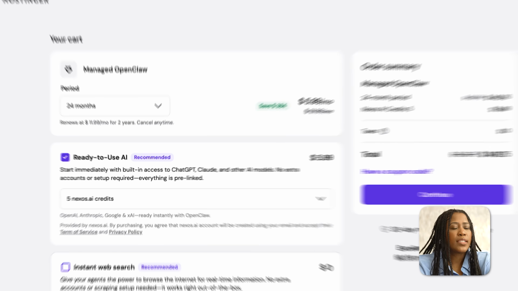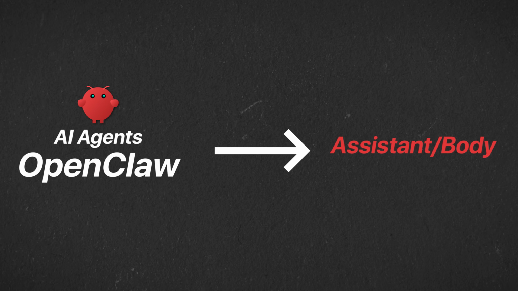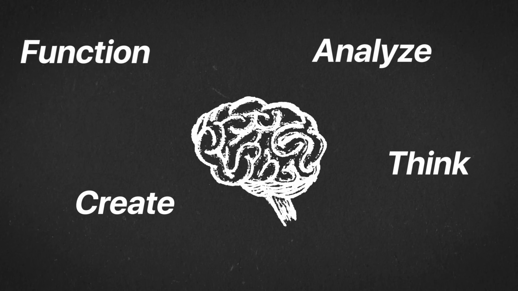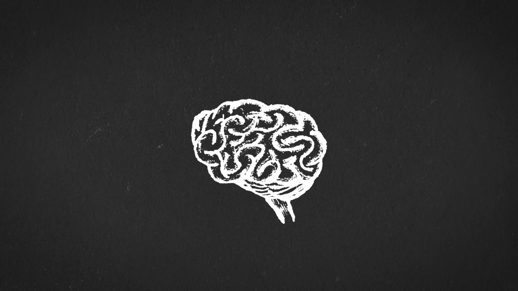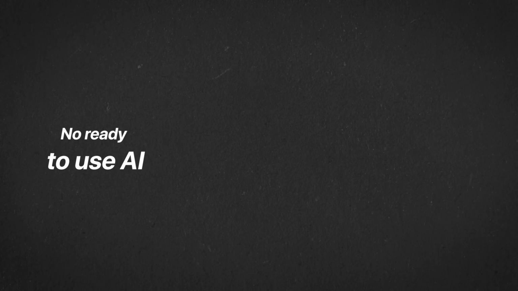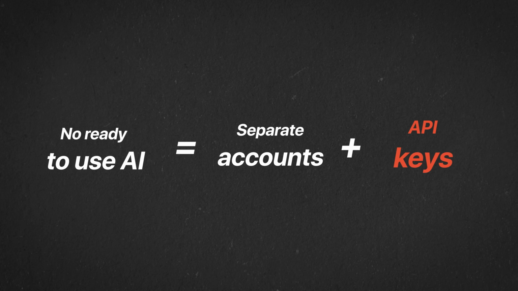Now on here, one of the things you want to make sure is selected is Ready to Use AI. To understand what that means, let me paint a little bit of a picture for you. OpenClaw is like the assistant, it's the body. But the body needs a brain to be able to function, to think, to create, to analyze. And that brain has to be powered by one of the AI models like Claude, ChatGPT, Gemini, or any of the other ones. So without Ready to Use AI, you will have to create separate accounts for all of these, look for something called an API key, and manually connect everything. But this allows you to skip all of that, and it will give you access to all of the models.